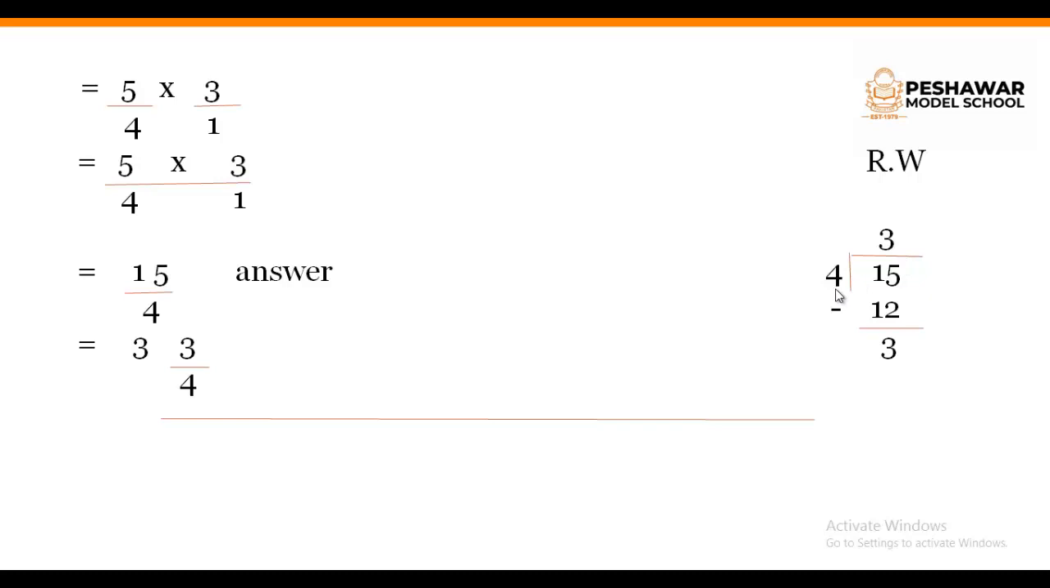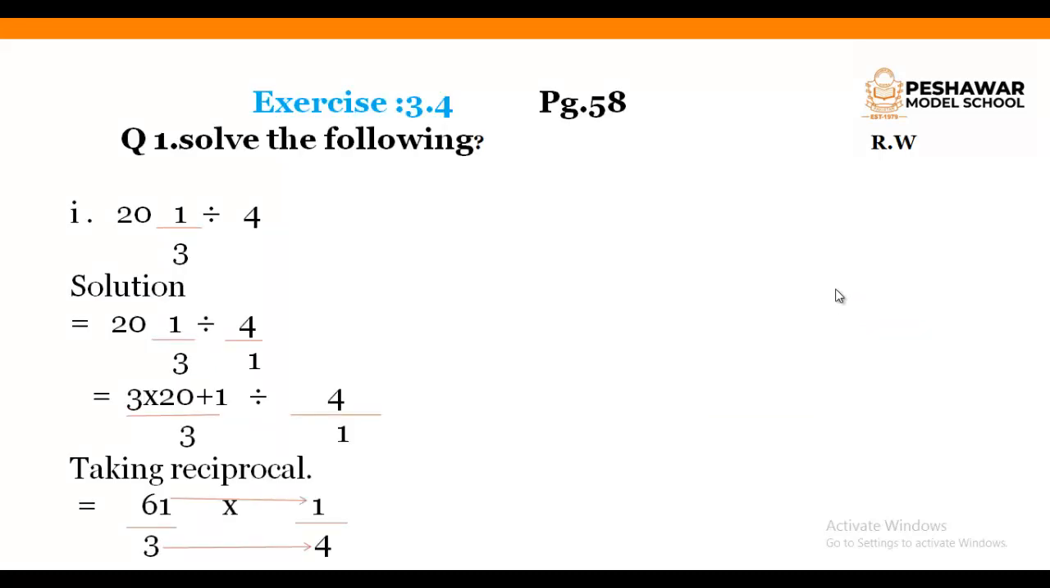Well, my dear student, come to the next, that is another exercise question. I am going to pick question number 1 from your exercise 3.4, page number 58. I am going to take question number 1 for you, and the solution: 20 whole 1 by 3 is going to be divided by 4. Then solution, look at the number that is in the form of mixed. First you have to change it into improper, as I have told you that a mixed fraction always changes into improper, right?